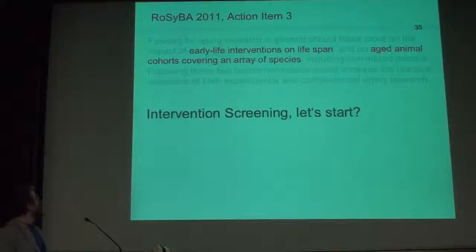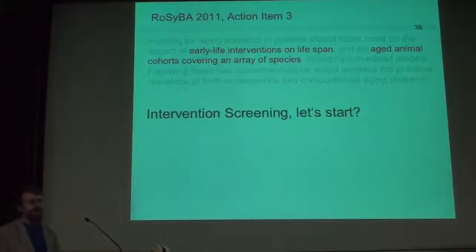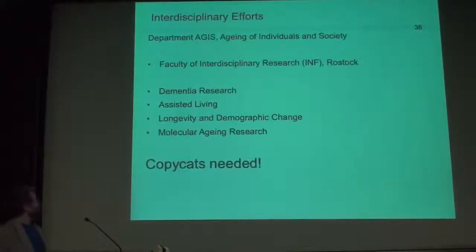And finally, we had a third action item, which is more like general considerations for aging research, focusing more on early life interventions, and on the other hand on aged animal cohorts, covering a range of species, not just like 6 mice. And also starting with intervention screening, and yesterday I presented some bioinformatics support for intervention screening, which I'm really keen to continue.